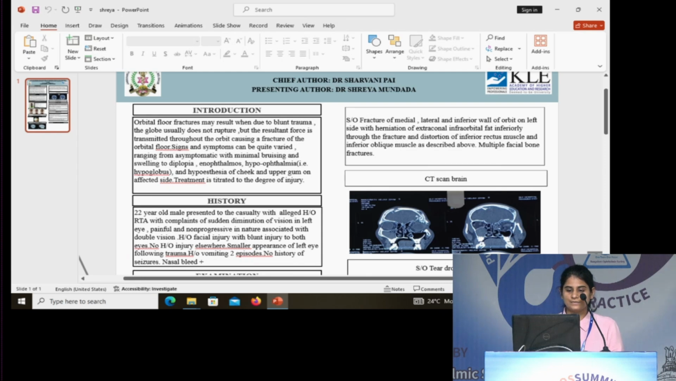History of facial injury with blunt trauma to both eyes was there. No history of injury elsewhere. Smaller appearance of left eye following trauma. History of vomiting, 2 episodes. No history of seizures, and no nasal bleed was present.